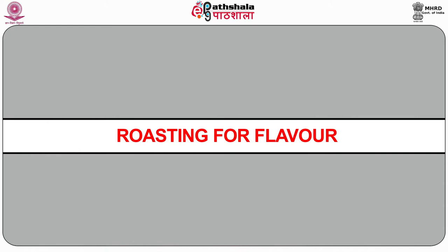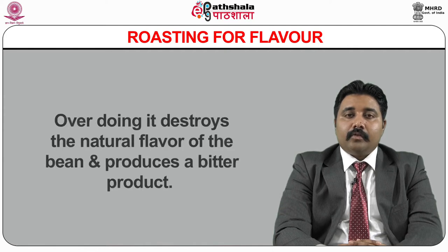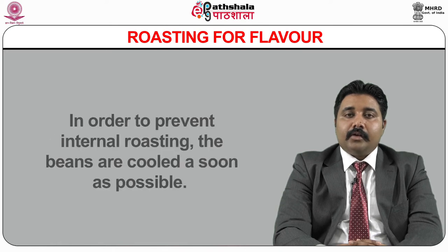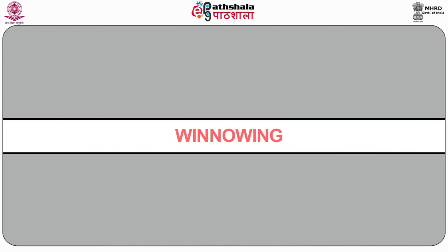Roasting for flavor. Roasting adds on flavor and aroma, and the degree of roasting is important. Overdoing it destroys the natural flavor of the bean and produces a bitter product. In order to prevent internal roasting, the beans are cooled as soon as possible. Winnowing. The beans are passed through the husking machine, which cracks open the roasted beans and blows the lighter husk away from the heavier pieces of nib.